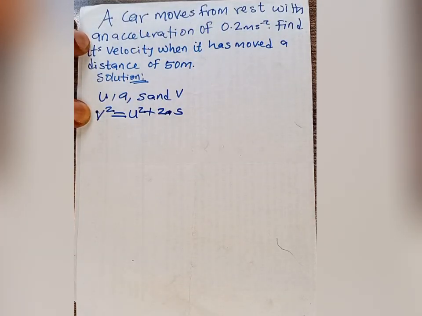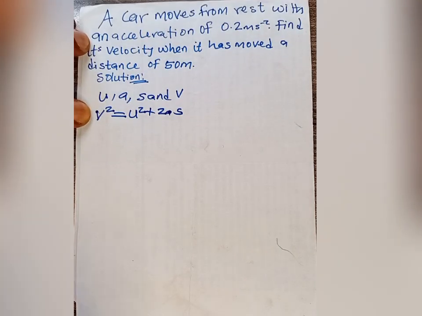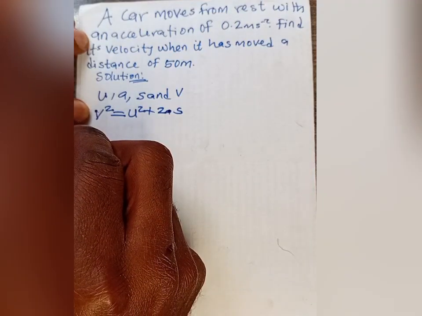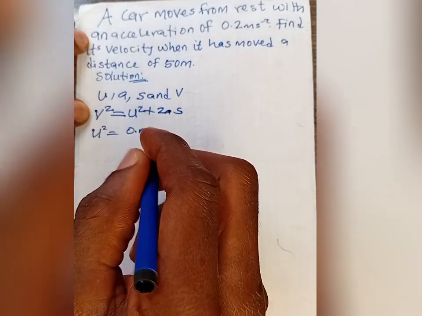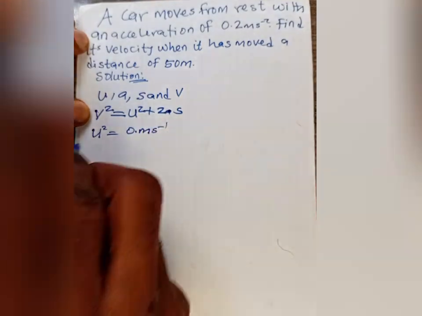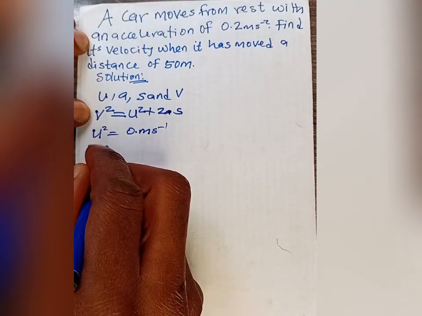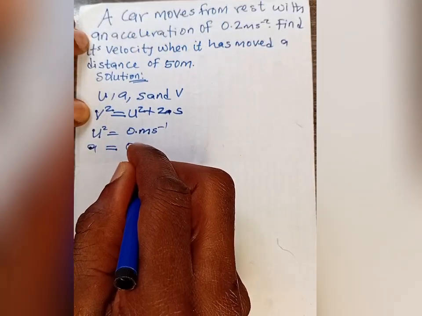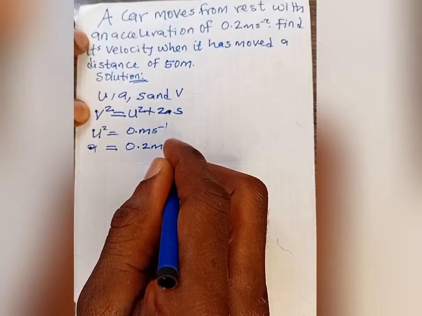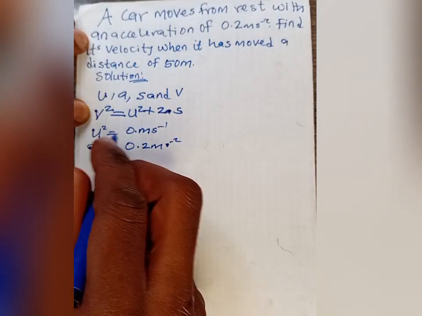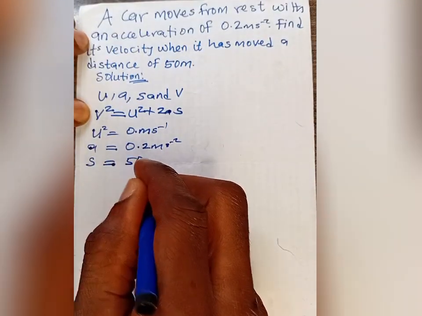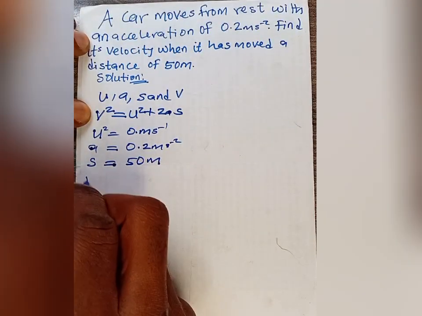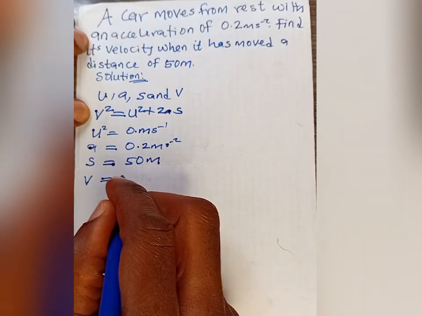Having this equation, we substitute each of these values into it. We have our initial velocity u, which is 0.0 meter per second. We have our a, which is acceleration, 0.2 meter per second squared. And we have distance, which is s, equal to 50 meter. Then we have v, which is the velocity itself, unknown.